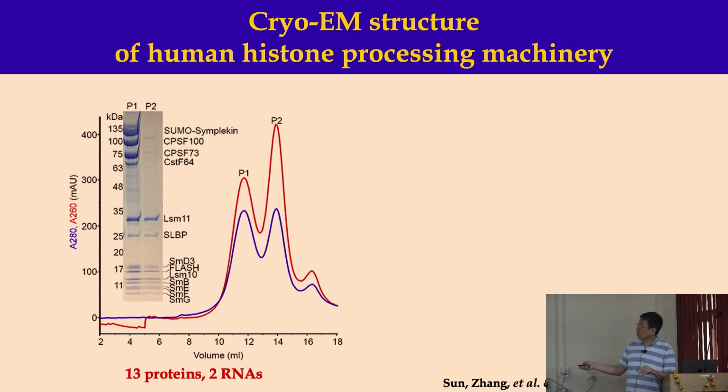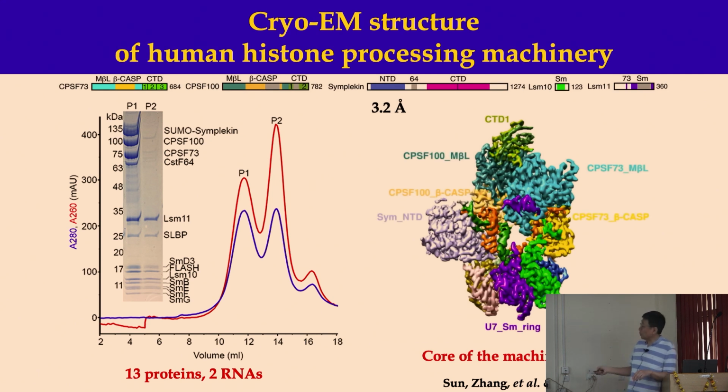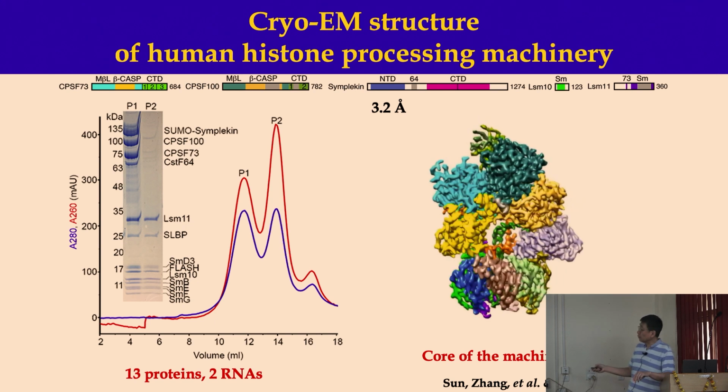And then the 260 is higher than 280, which means there's nucleic acid there. That's because there are 2 RNAs bound to the machinery. So this is a sample that we purified and put on the EM grid, froze it down. That led to a structure of the overall core of the enzyme, published 5 years ago at 3.2 Angstrom resolution. So here, down here, is the U7 ring, 7 subunits, 7 different colors.